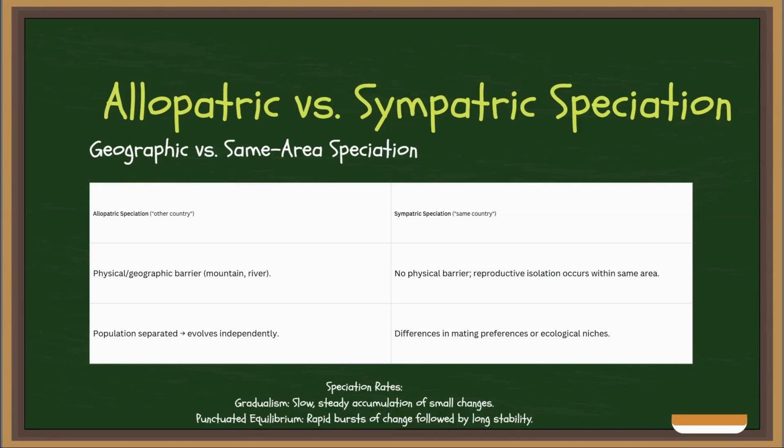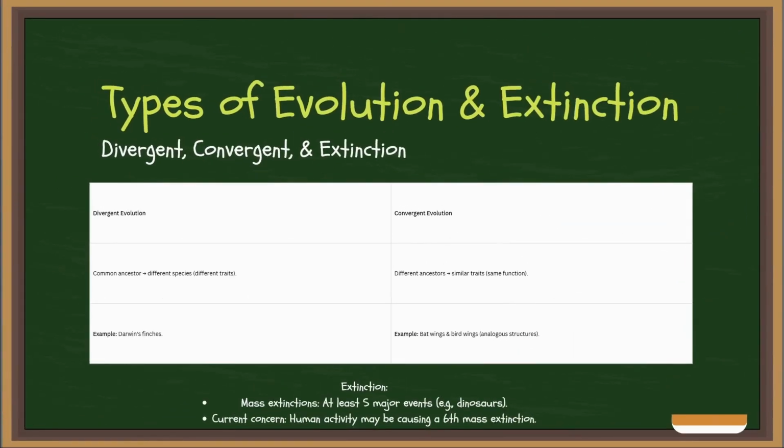Speciation rates: there's gradualism, which is slow, steady accumulation of small changes, and punctuated equilibrium, which is a rapid burst of change followed by long stability. Types of evolution and extinction: there's divergent, convergent, and extinction.